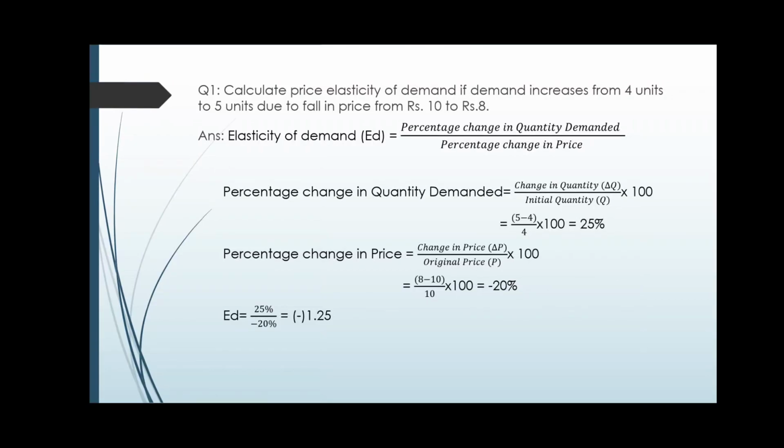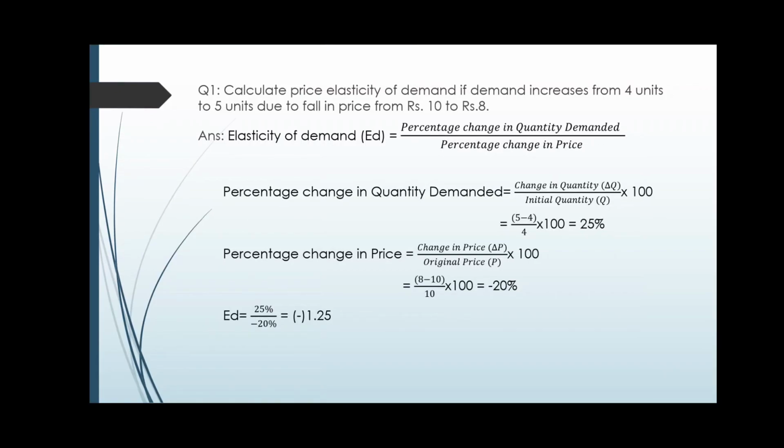So percentage change in quantity demanded is to be calculated, and for that you need to subtract quantity from the new quantity, that is Q1. So your Q1 according to this question is 5 units, and initial quantity, that is Q, is 4 units, and then we need to divide it by initial quantity itself. So divided by 4 multiplied by 100. So your answer is 25%.